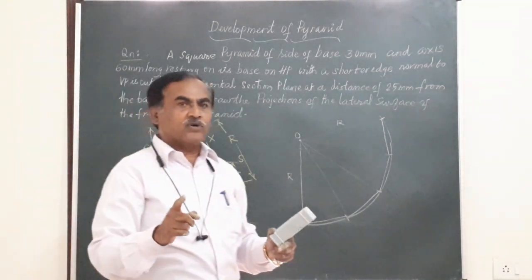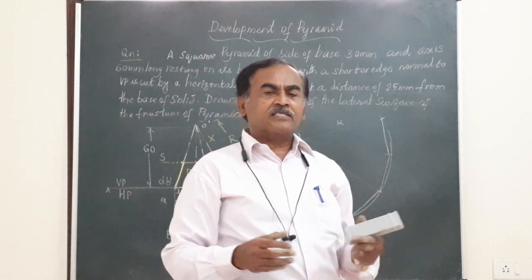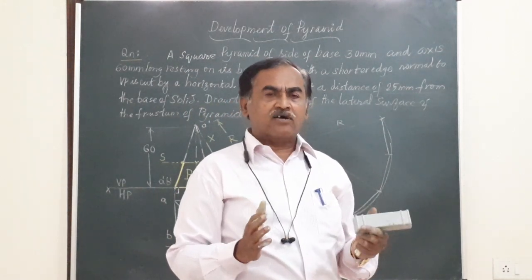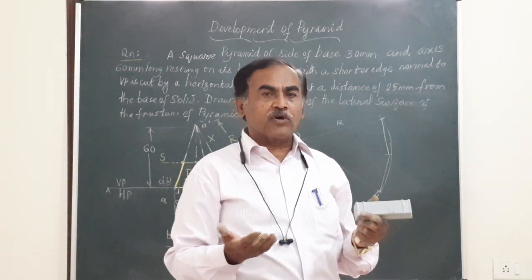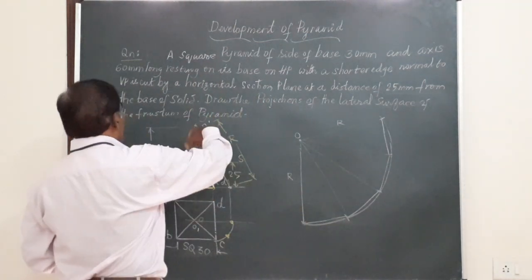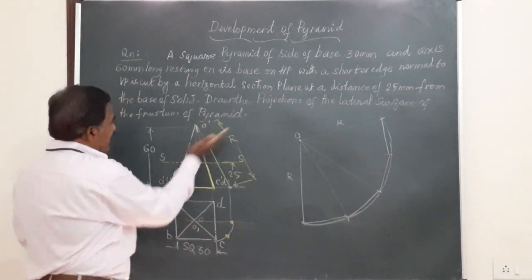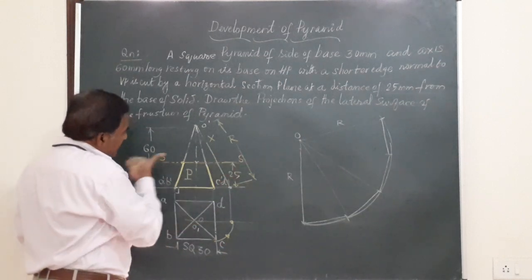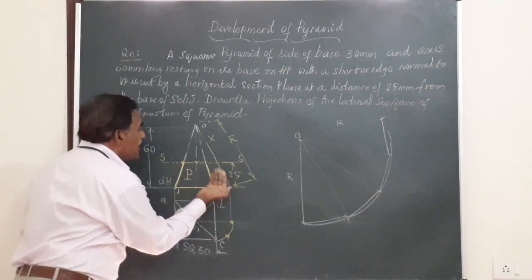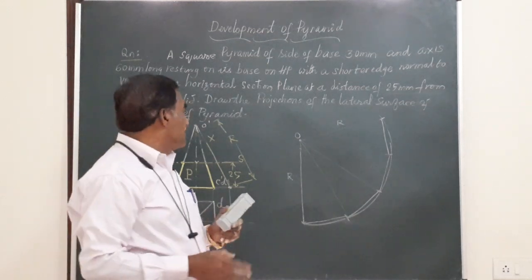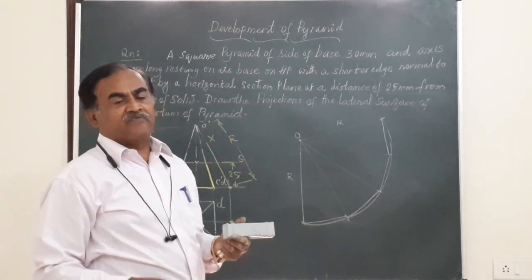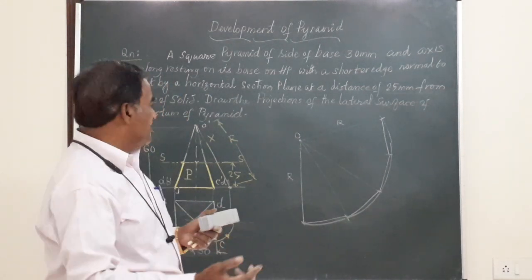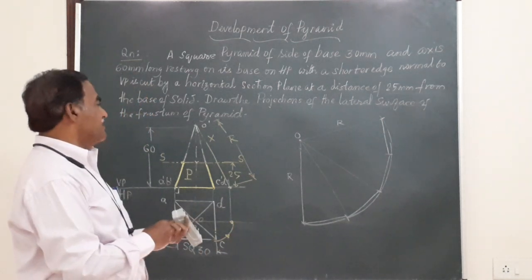The frustum of a pyramid is that portion of the pyramid that is left over once the vertex part of the solid is removed. So if it is cut at an inclined angle, it becomes a truncated pyramid. If it is cut by a horizontal section plane, this part P becomes the frustum of that pyramid. If it is triangular, frustum of a triangular pyramid. If it is square, frustum of a square pyramid.